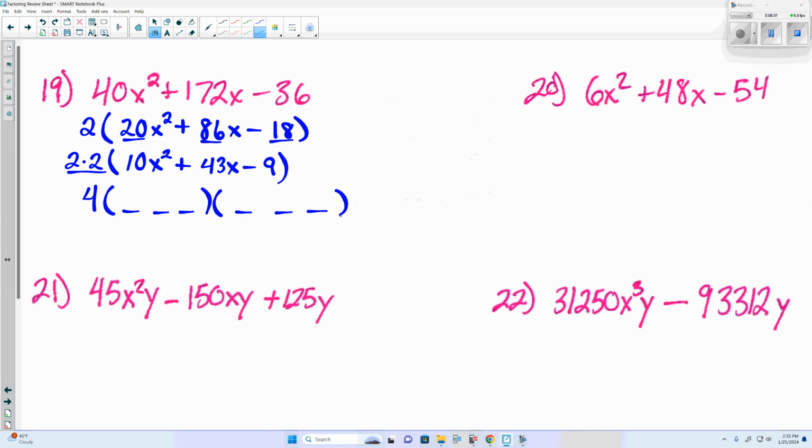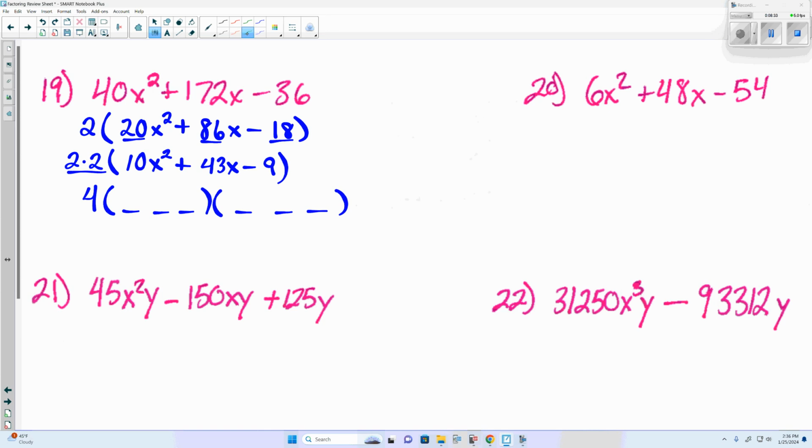Now if we don't immediately see that, we can factor out the ones we do. So 2, 20, 86, and 18 still have another common factor of 2. We can factor it out again. And we multiply those common factors together to get what the greatest common factor would be. So it does work out that 40, 172, and 36 are all divisible by 4. Any other questions on this here before we move on to look at signs?